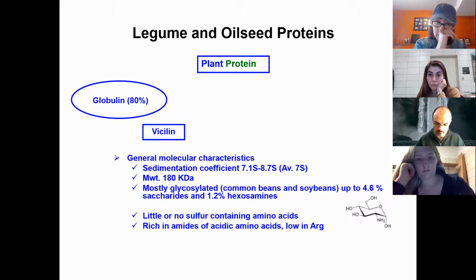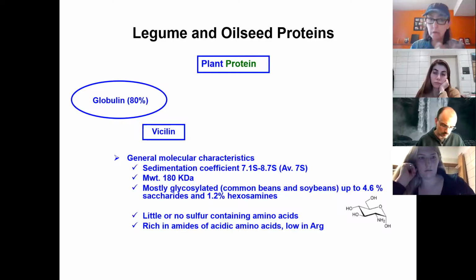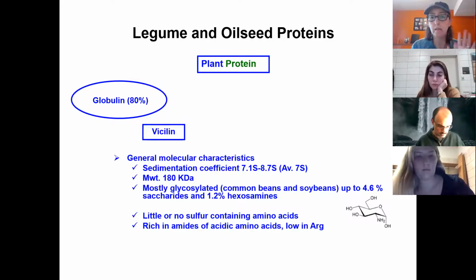So vicilin, it's a smaller polymer than legumin and has a fraction of 7S sedimentation coefficient and average molecular weight of 180. So it's not exactly 180, this is an average. And again, it varies from the different variants and subunits within each polymer. And it's a glycosylated fraction.